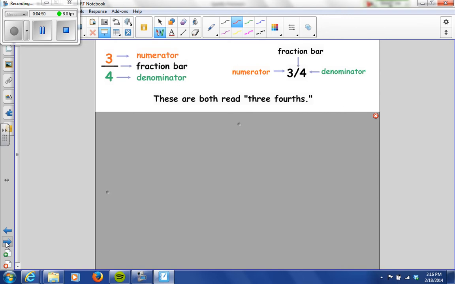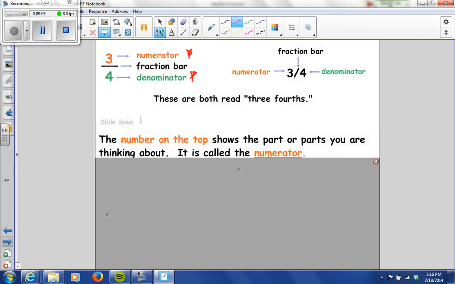Okay, so some vocabulary for you to know. The top number is going to be the numerator. The line is called a fraction bar, and the bottom number is the denominator. You definitely need to know which one is the numerator, which one is the denominator. Those are very important vocabulary that you need to remember. Okay, these are both read as 3/4.